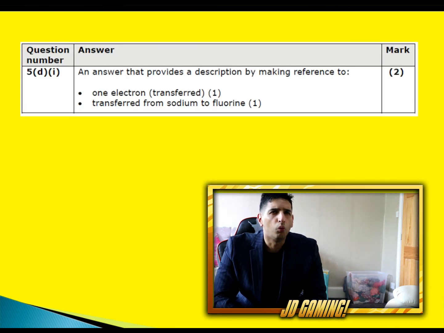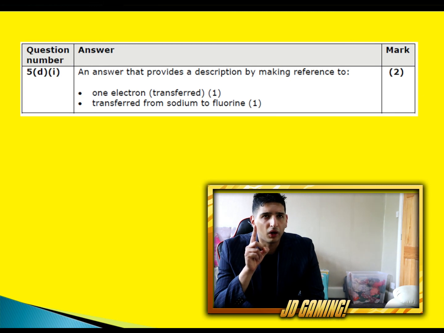So think about the answer. Here we go. 1 electron is transferred from sodium to fluorine, because remember, sodium wants to lose an electron in order to have a full outer shell, whilst fluorine needs to gain 1.